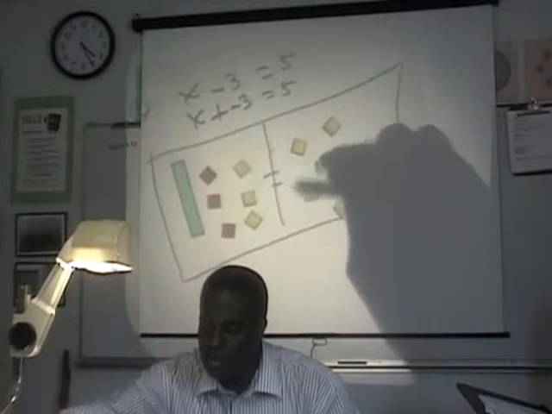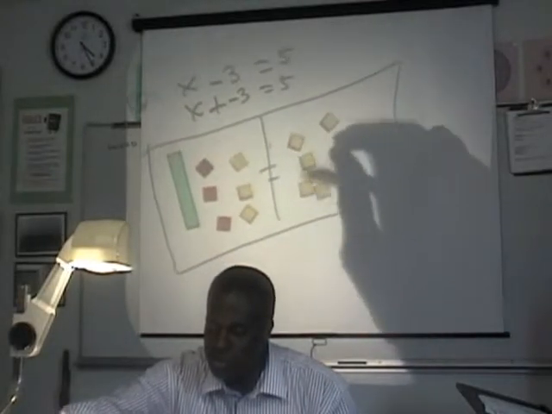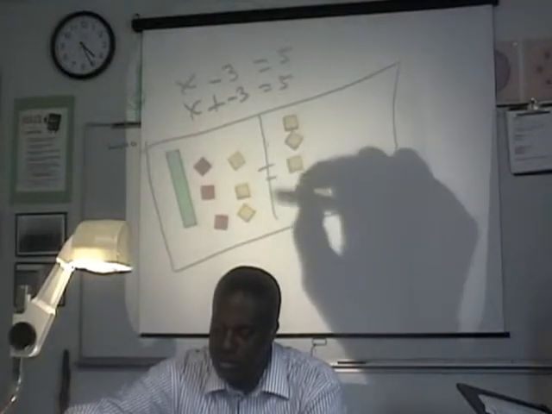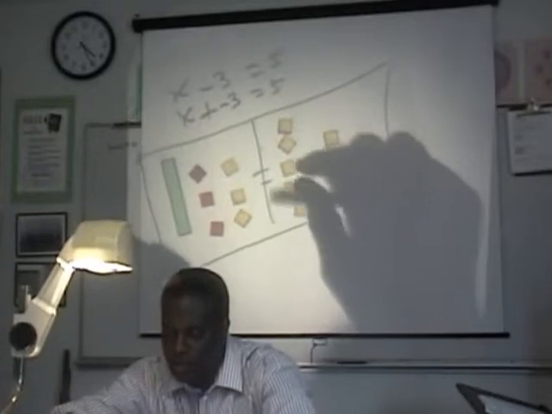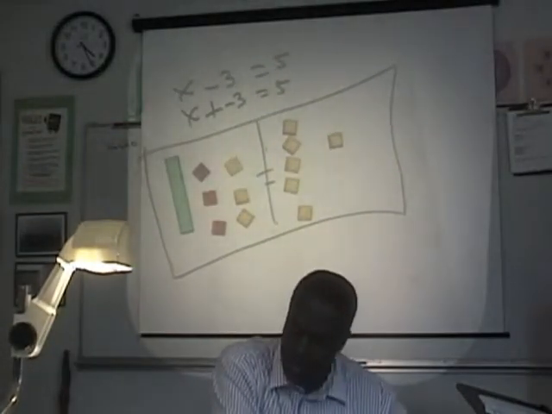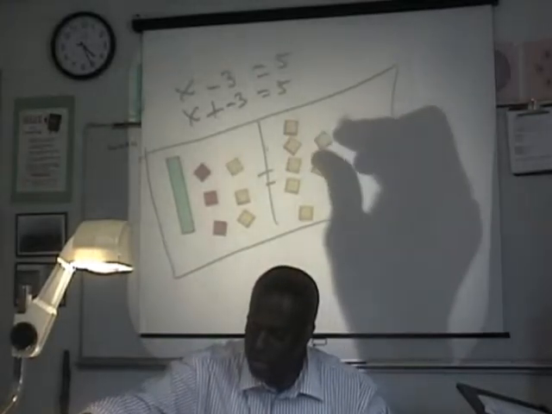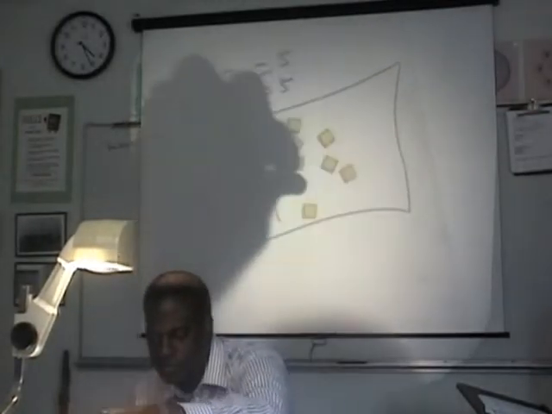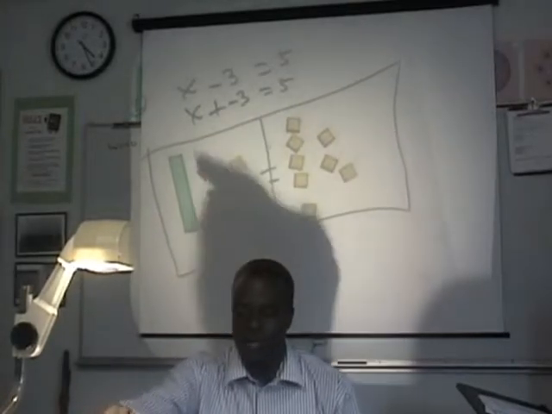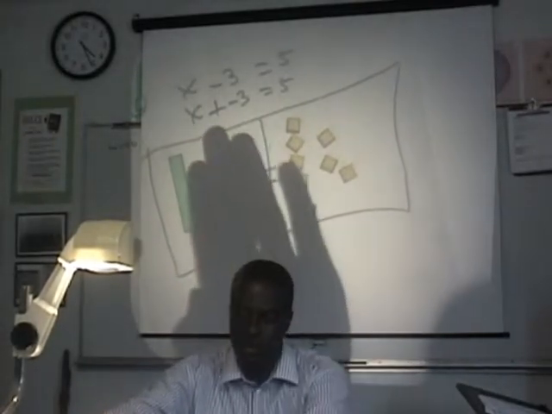So here we go. Before I put the positive 3, let's make sure it looks good here. So now I'm adding positive 3. Oh, that's a negative. So now I'm adding positive 3 to this side. So what's going to happen? These positive 3's are going to cancel out with these 3 negative 3's, right? So let's pull those out.